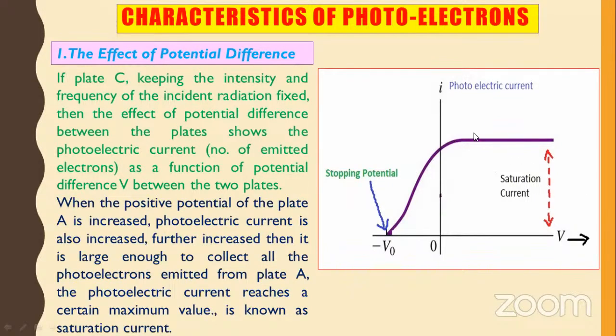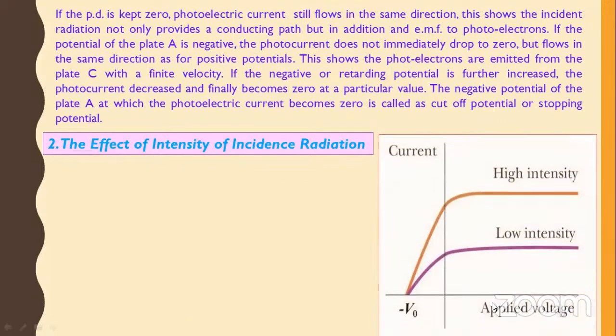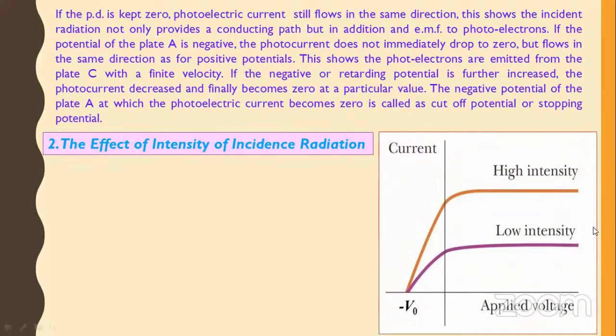When the photo current reaches the maximum, what is it called here? Saturation current. Next, intensity of incident radiation. See here, different intensities. Low intensity means you will get low current. High intensity, high current, high saturation current; low intensity, low saturation current. Is it clear?